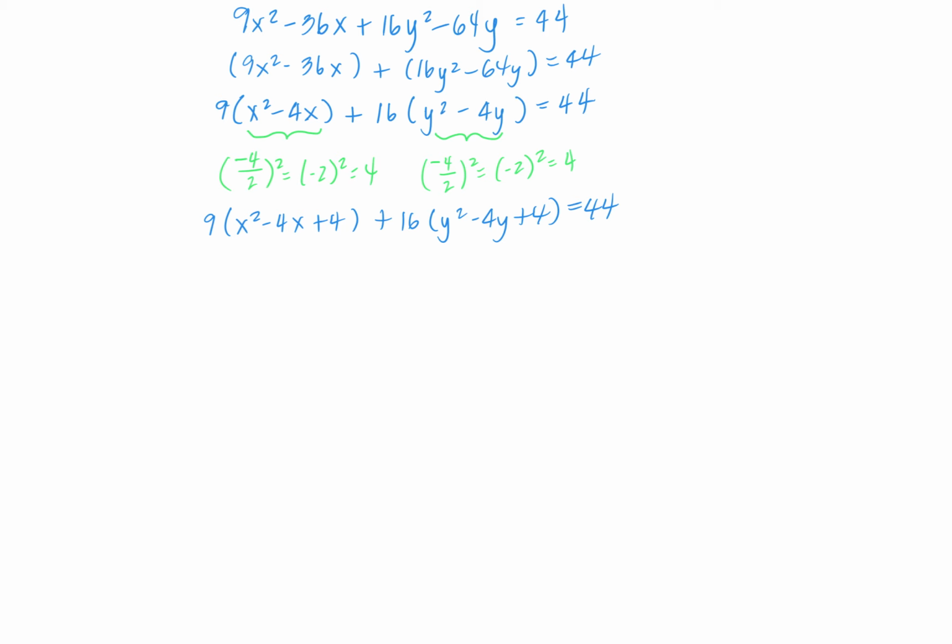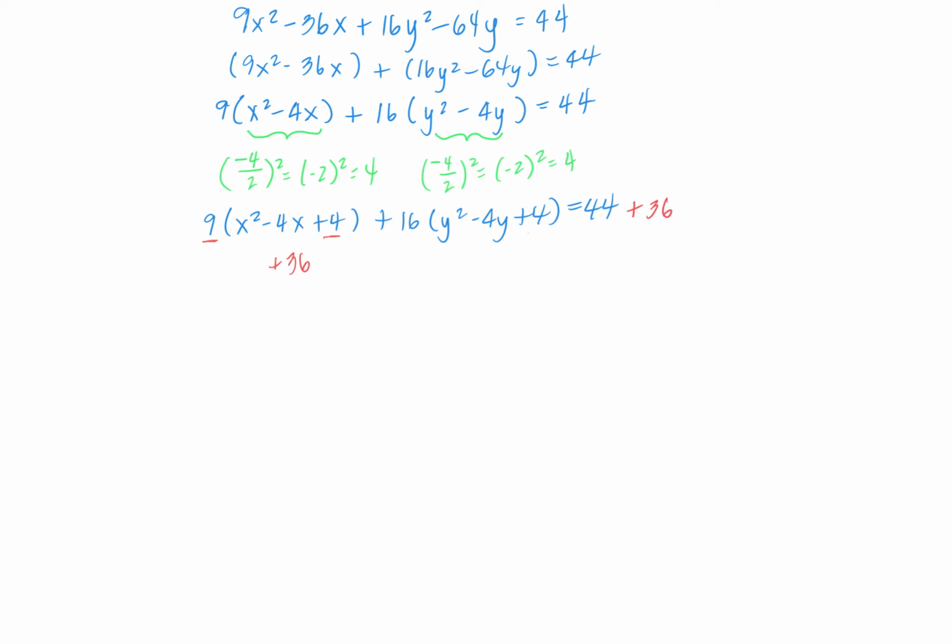But be careful. Although we added 4 inside the parentheses where we have the x squared minus 4x, we also have this 9 on the outside. So if you can imagine distributing the 9 and getting rid of the parentheses, we would get back to 9x squared minus 36x plus 36. So we didn't just add 4, we added 4 times 9, or 36. That's what we added in here. So I have to add that 36 to the right as well.